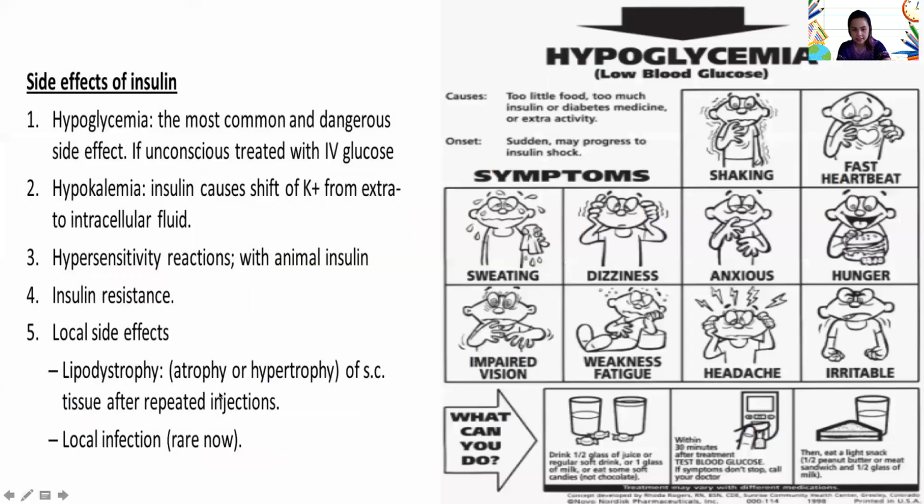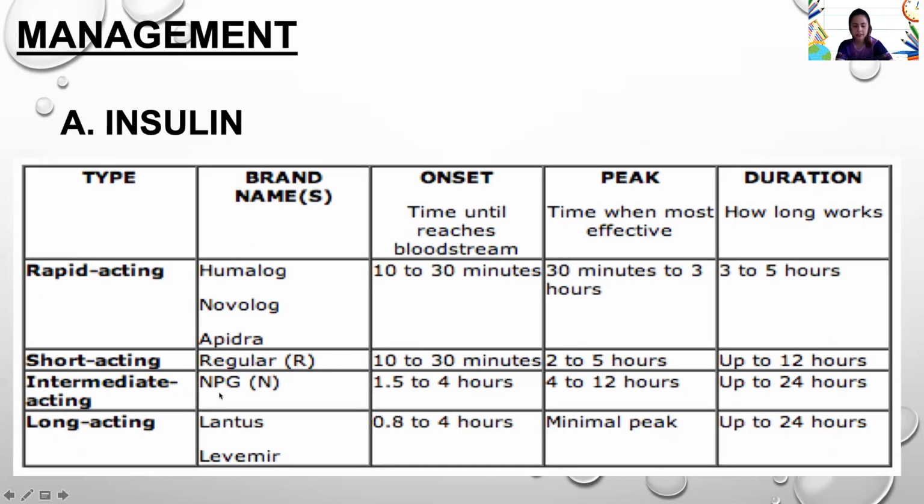So, ang short-acting natin, example niya is regular insulin. 10 to 30 minutes is mag-e-effect na siya. And then, ang peak hours niya is 2 to 5 hours. Then, up to 2 to 12 hours siyang mag-stay sa katawan. Intermediate naman, NPH ang example niya. Onset niya is 1.5 hours to 4 hours. Then, ang peak niya is 4 to 12 hours. And then, duration niya is up to 24 hours.